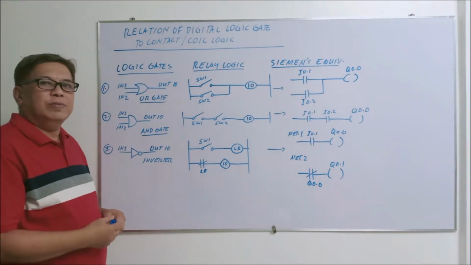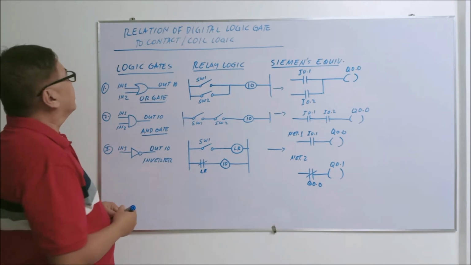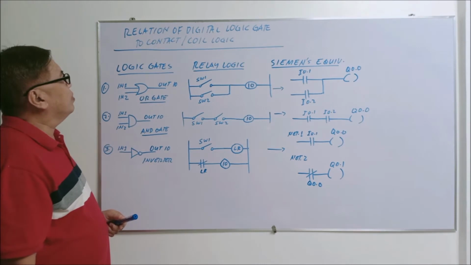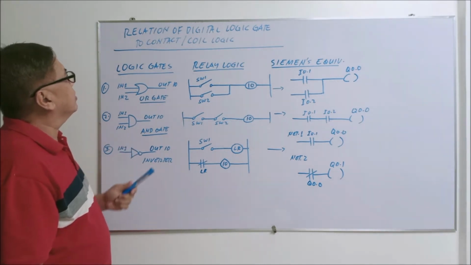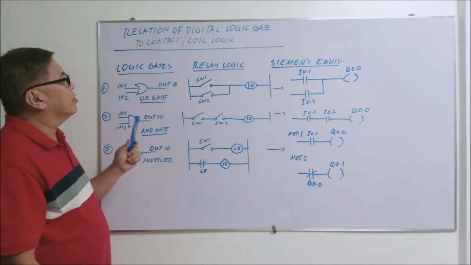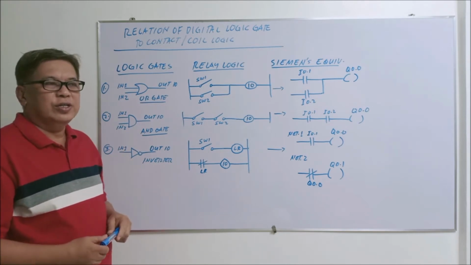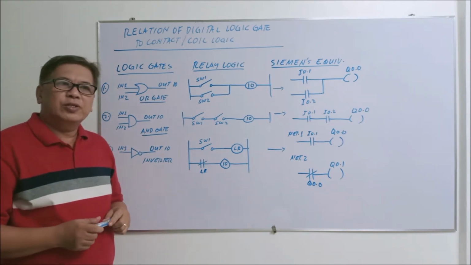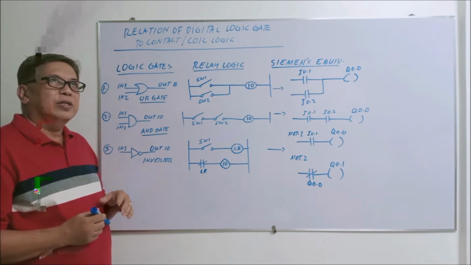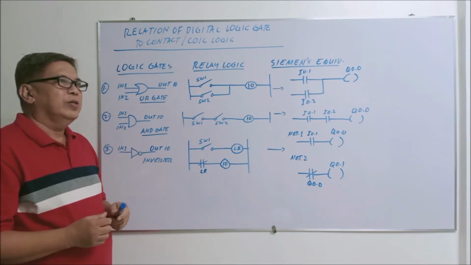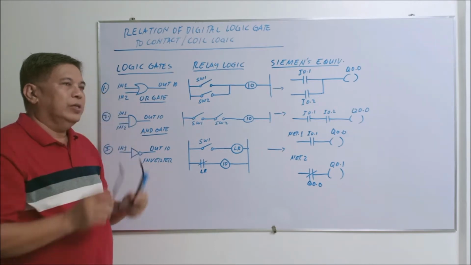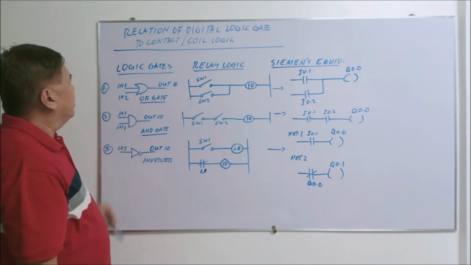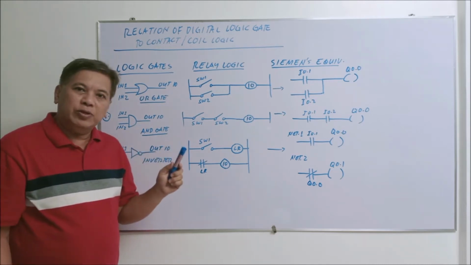So this is BCA 153, and our lesson is about the relationship between digital logic circuits and contact or coil logic. Now, we know that there are different types of logic gates, and this was already discussed to you during your subject BCA 1 to 2. So we know that there are different types of logic gates.